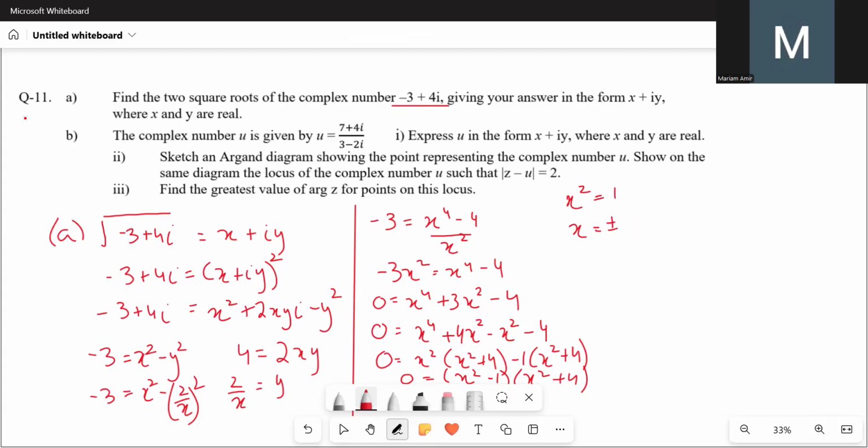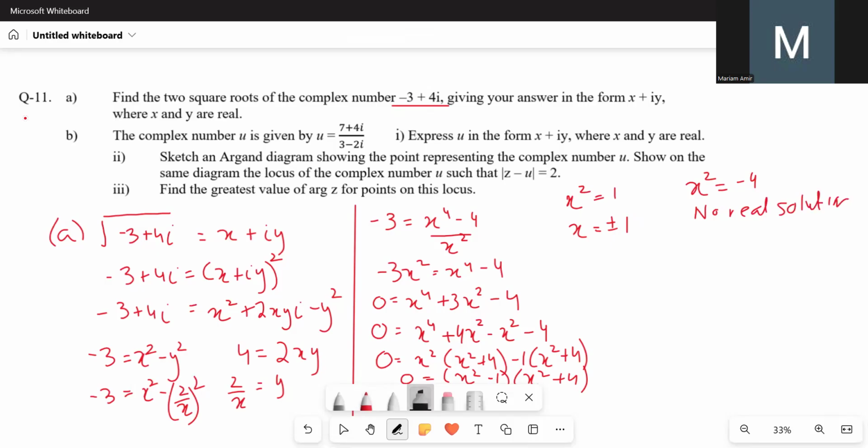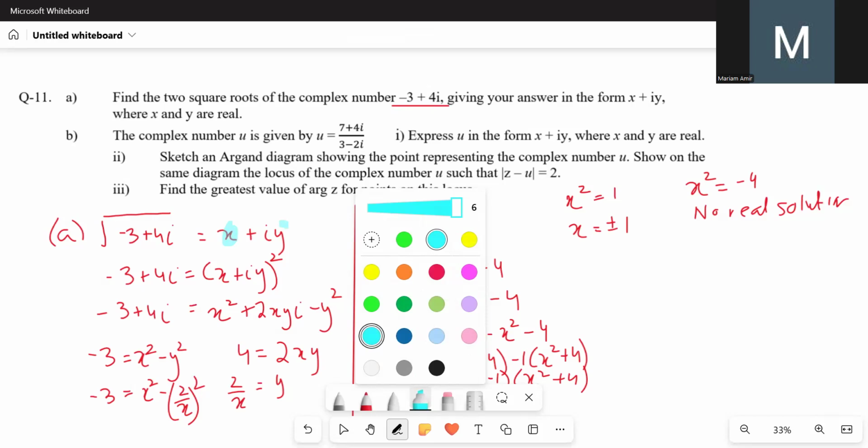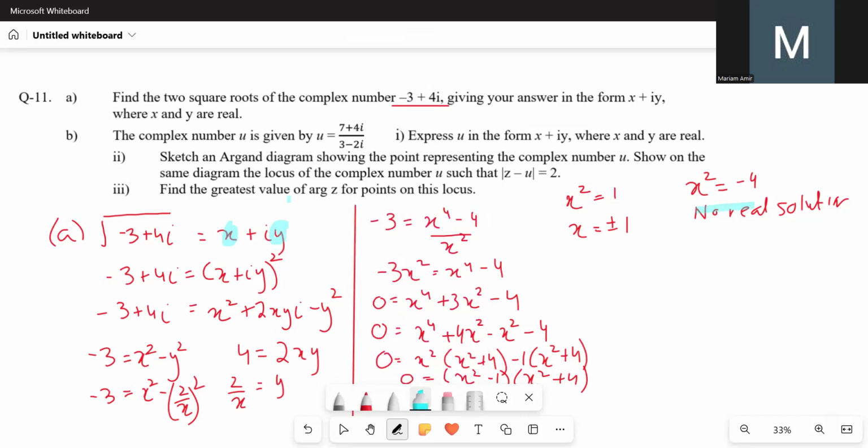So x equals plus minus square root of 1, which is just plus minus 1. And for the other one, we don't get any real roots, so no real solution. Remember this x and y here, both of them need to be real. That's why this one will not give a real answer and we reject it. So now let's find both the values of y.